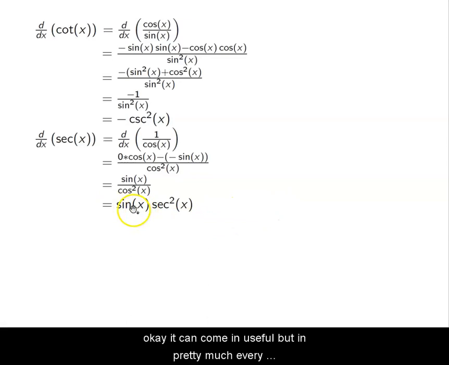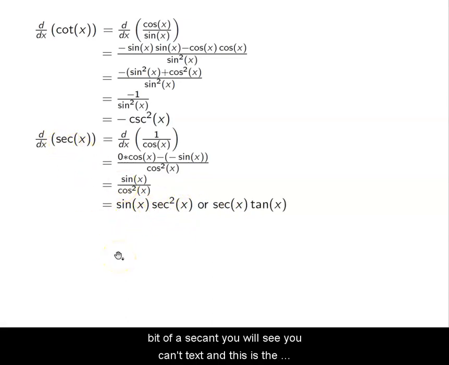So this first one is okay. It can come in useful, but in pretty much every textbook you're ever going to use, when they take the derivative of secant, you will see secant times tangent. This is the one that they use. Okay, so they pull out 1 over cosine, and you're left with that sine over cosine for the tangent, and then the 1 over cosine is your secant. So this is the simplified form that we generally will use for this.